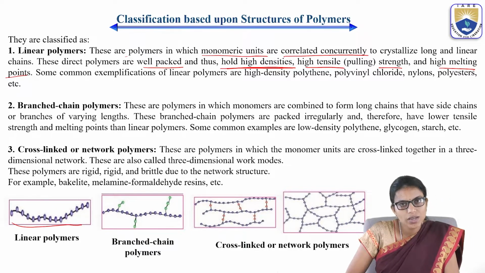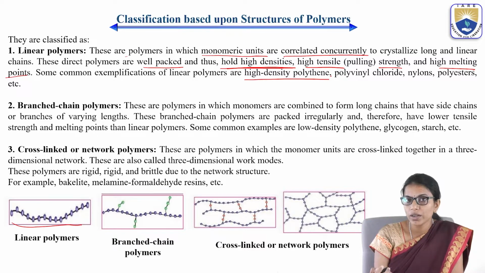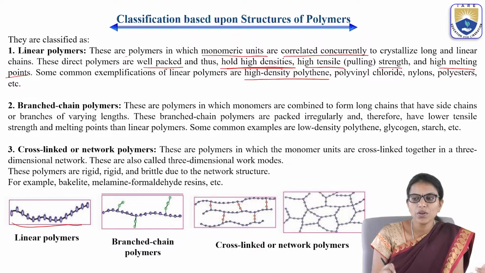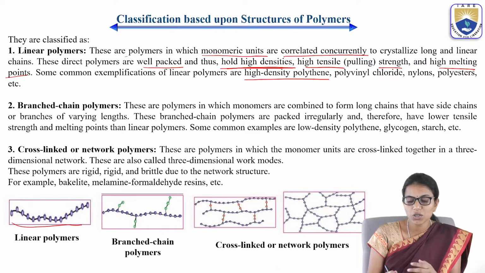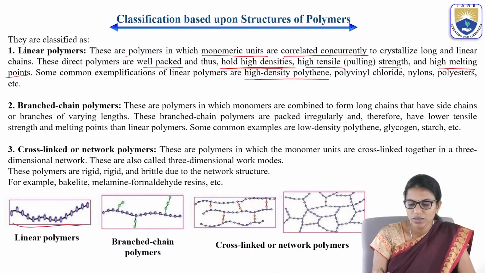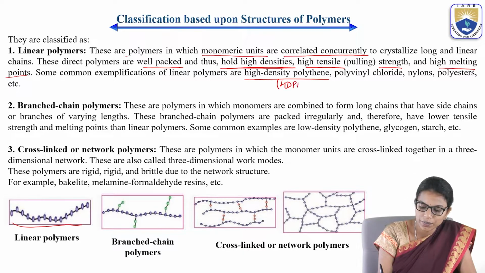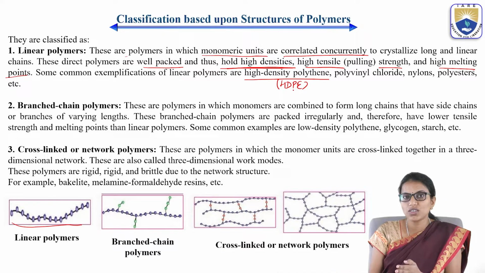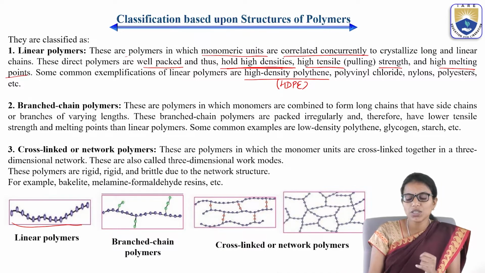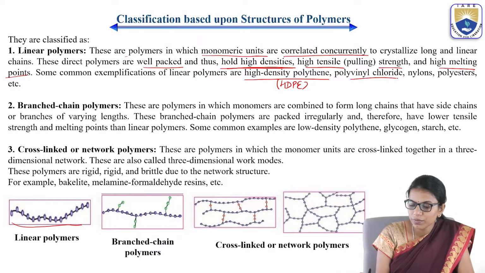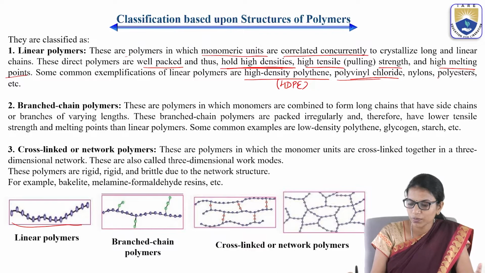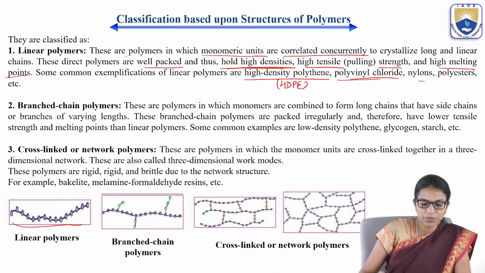Some common examples of the linear polymers are high density polyethylene, which we are using very extensively. For example, whatever the packing of the food material, it is especially high density polyethylene. This is also known as HDPE. Bread packaging, biscuit packaging, these are all HDPE. Polyvinyl chloride is also very extensively used, but it is not used for food packaging since it is somewhat toxic also. Nylons, polyester, etc.